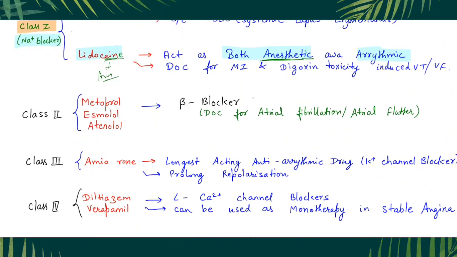So class 1 is the sodium blocker, class 2 is the beta blockers. Remember, beta means the adrenoreceptors. These are the adrenoreceptors or sympathetic receptors. Then there are metoprolol, esmolol and atenolol. So these are the beta blocker adrenoreceptors.